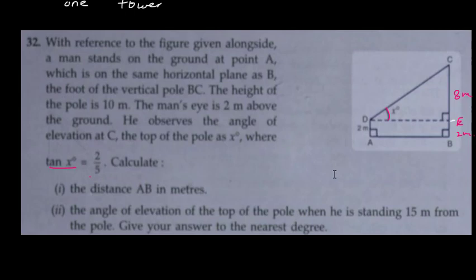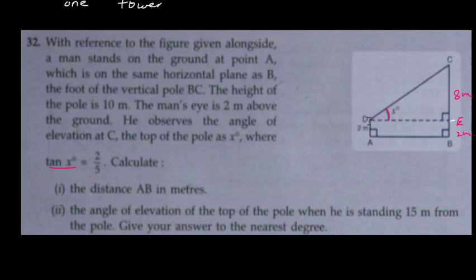Now question number 32 is with reference to the figure given alongside. A man stands on the ground at a point A. The man is at point A, which is on the same horizontal plane as B, the foot of the vertical pole. The height of the pole is 10 meter. The man's eye is 2 meter above the ground. So from this diagram, this total height is 10 meter. So this BE will become 2 meter and this CE will become 8 meter.